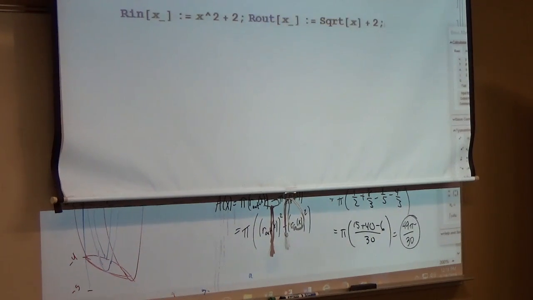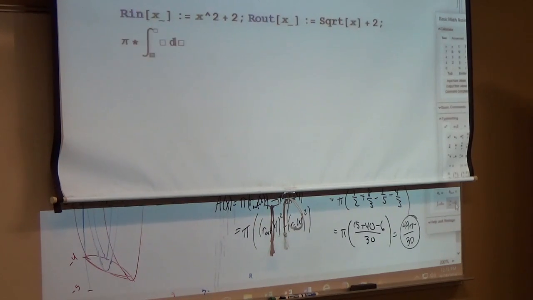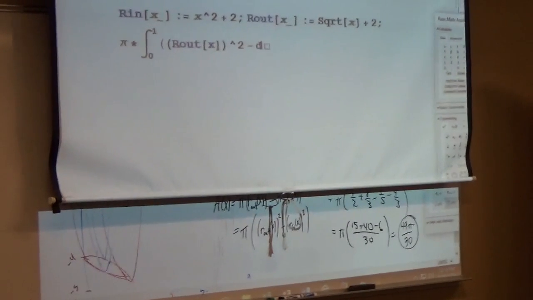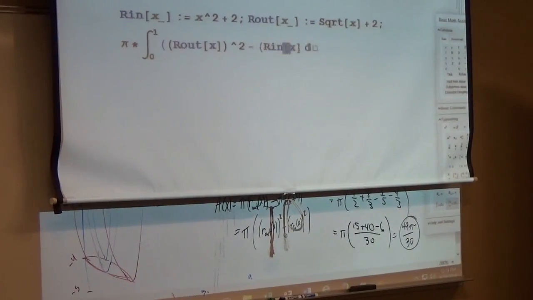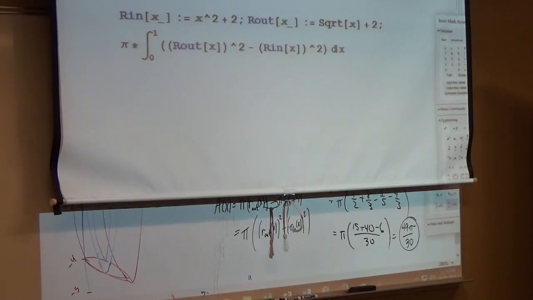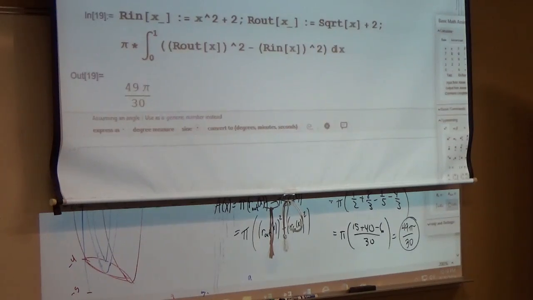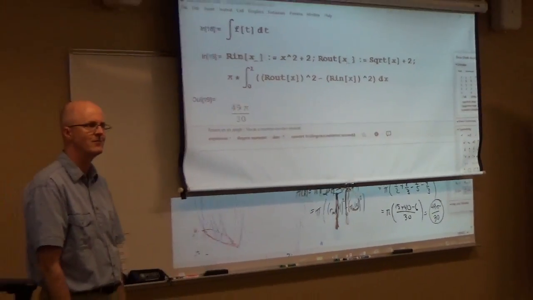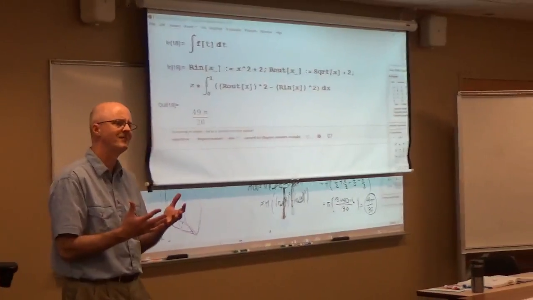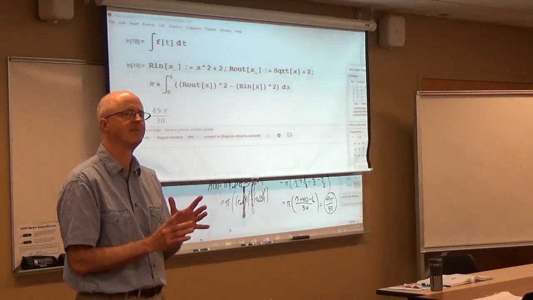I want to do pi times the integral from 0 to 1 of R out squared minus R in squared. 49 pi over 30. Okay? So, again, we'll just take 30 seconds to summarize.